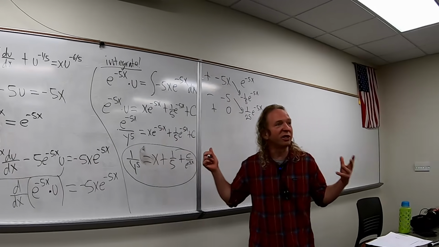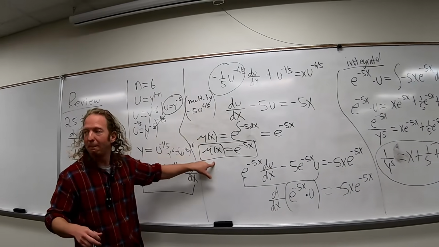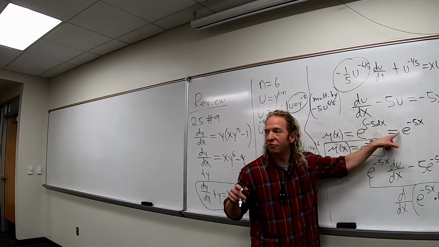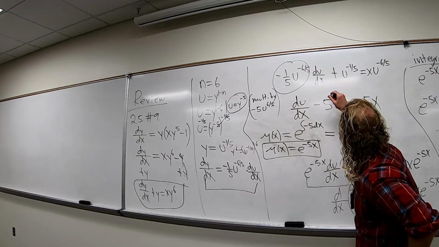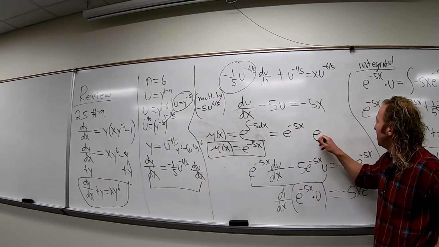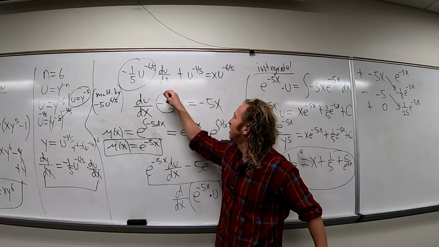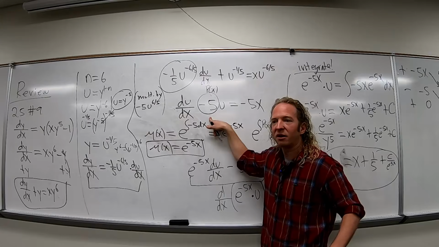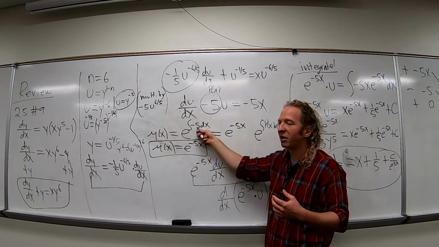Any questions on the Bernoulli? It took us 19 minutes. Yes, Vincent. For the mu integrating factor, why is it e to the negative 5 dx? Okay, Vincent. It's always going to be e to the integral of p of x dx, and your p of x is negative 5. Is that a coincidence then that it's negative 5u and negative 5x? It's always going to be whatever's there.